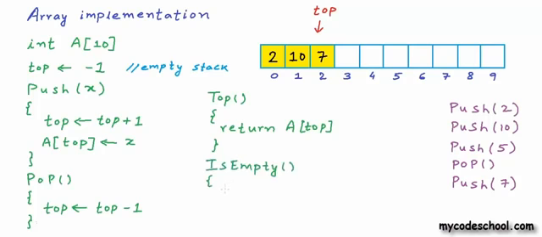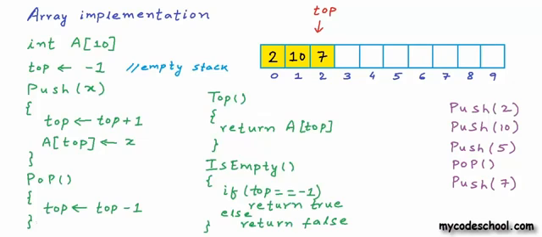To verify whether stack is empty or not, this is another operation that we had defined. We can simply check the value of top. If it is equal to -1, we can say the stack is empty. We can return true, else we can return false.